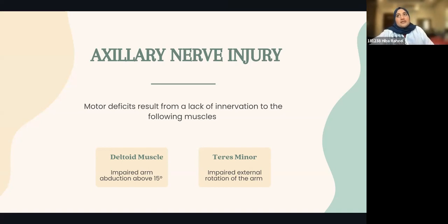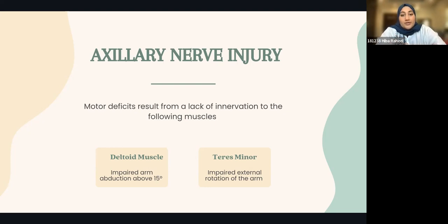So the patient is commonly going to say in the question, I can lift my arm, I can abduct, however, I need to take my other arm and move my arm above. When they say that, I want you to immediately think of axillary nerve injury, okay?